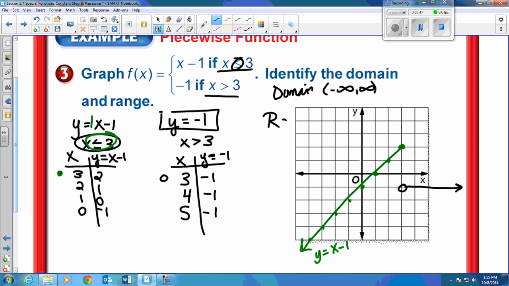My range are my y values, my output, my dependent. So if I read that from the bottom to the top, what's the floor of this graph? All right, and then I come all the way up my graph until I get to a highest y value of 2. So I can say y is less than or equal to 2, or I can say negative infinity to 2.